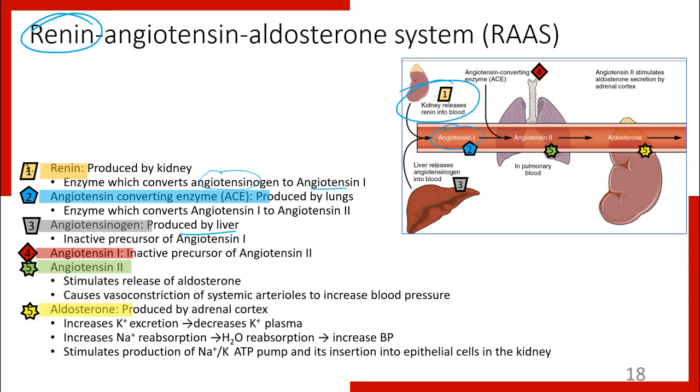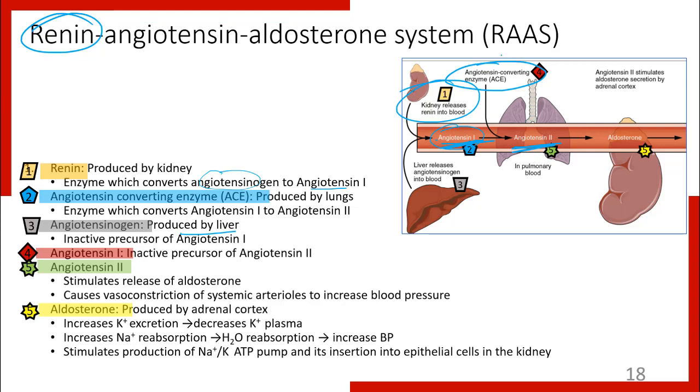So renin converts angiotensinogen to angiotensin 1. Now, where there's a 1, there's a 2. So angiotensin 1 gets converted to angiotensin 2 with the help of a second enzyme. This enzyme is called angiotensin converting enzyme. Most of the angiotensin converting enzyme is produced by the lungs. And so again, that's released into the bloodstream to convert angiotensin 1 to angiotensin 2.